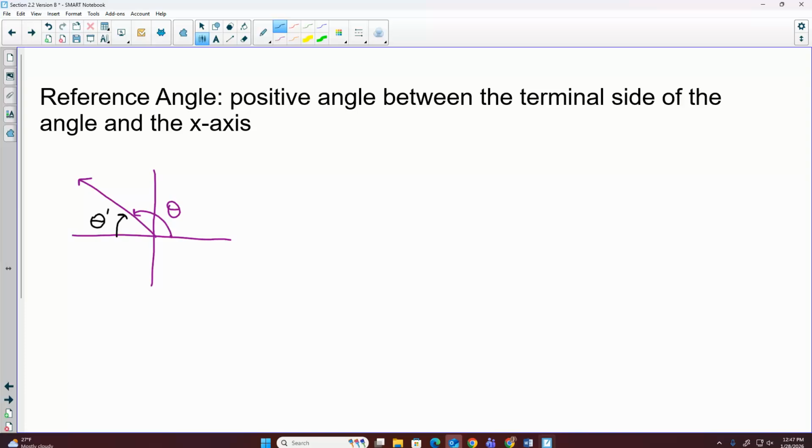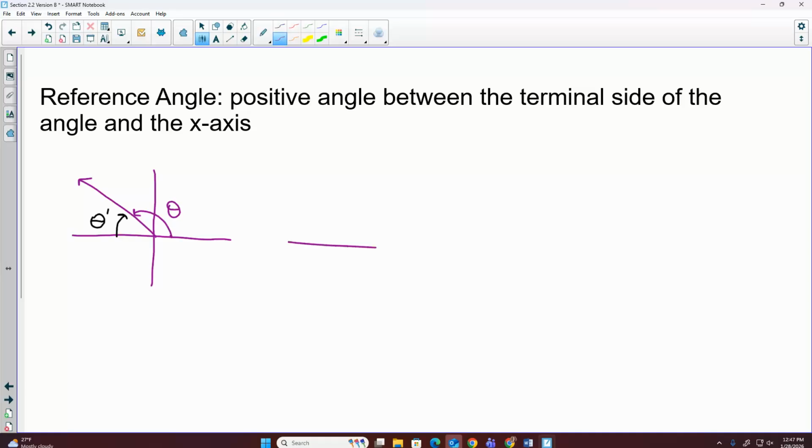You'll see that denoted with a tick mark. So theta is our angle. Theta prime represents the reference angle. It's always positive. It will be an acute angle, so it's between 0 and 90. It just tells you how far to the x-axis.